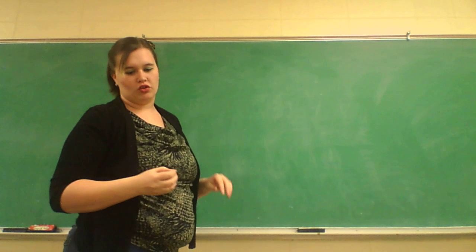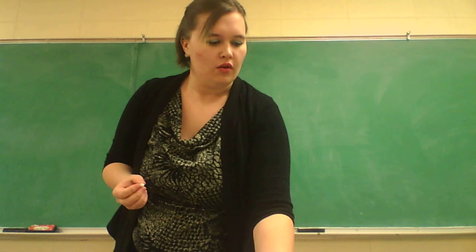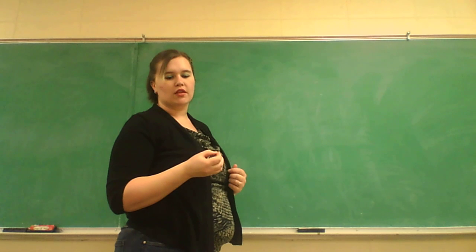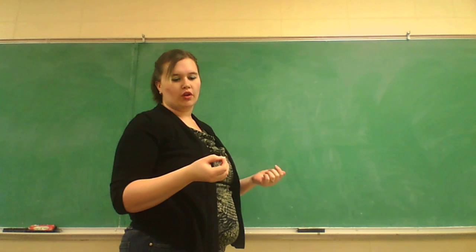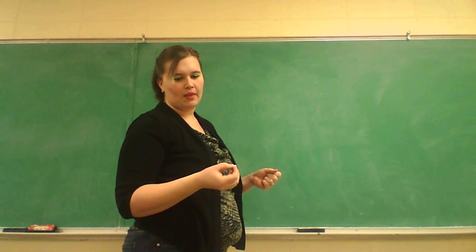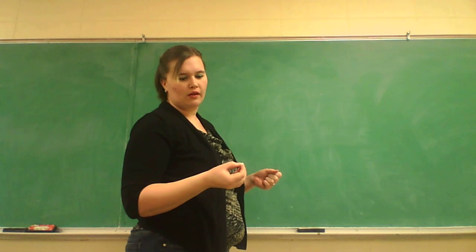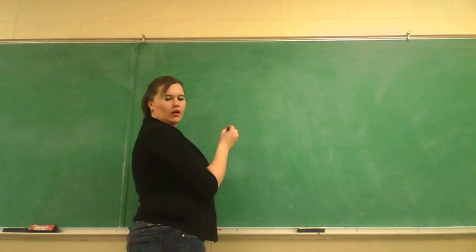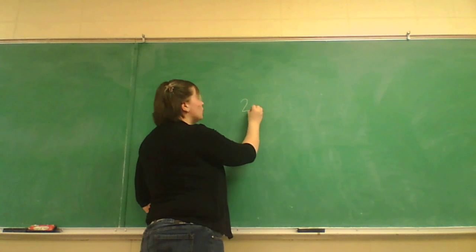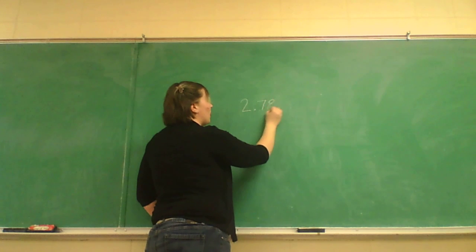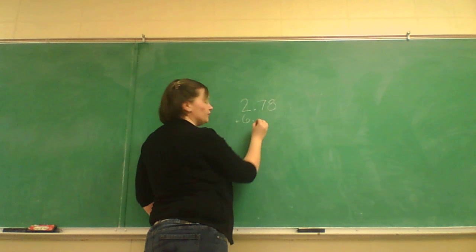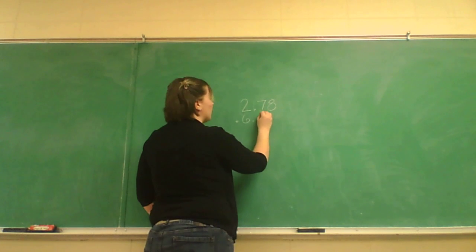Okay. So let's go over a couple of other addition and subtraction strategies. One thing we can do, just like you do with adding whole numbers, is you can try to make your compatible numbers. So we have 2 and 78 hundredths plus 6 and 27 hundredths.